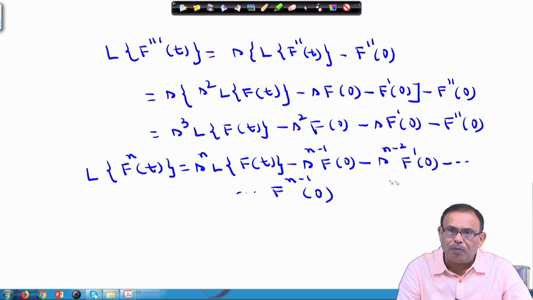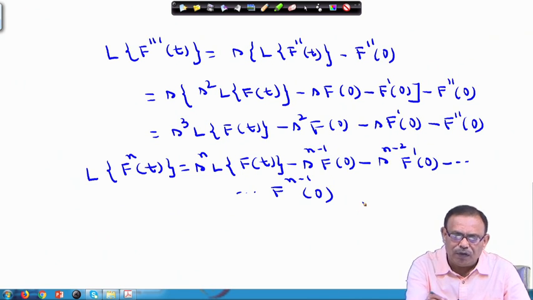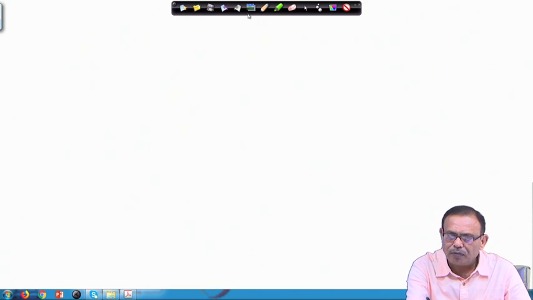So, Laplace transform of f^n(t) also we can find out this way if the derivatives are known to us. So, by the derivative theorem, when the Laplace transform of a function is known to us, I can find out the Laplace transform of the first derivative of a function, the second derivative of a function, and the nth derivative of a function also. Similarly, we can find out from here.